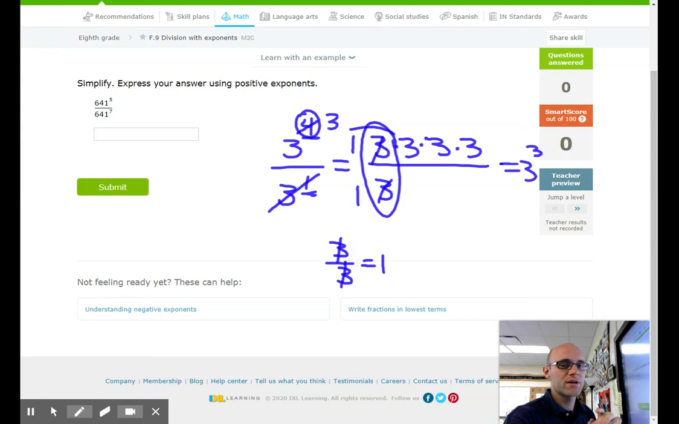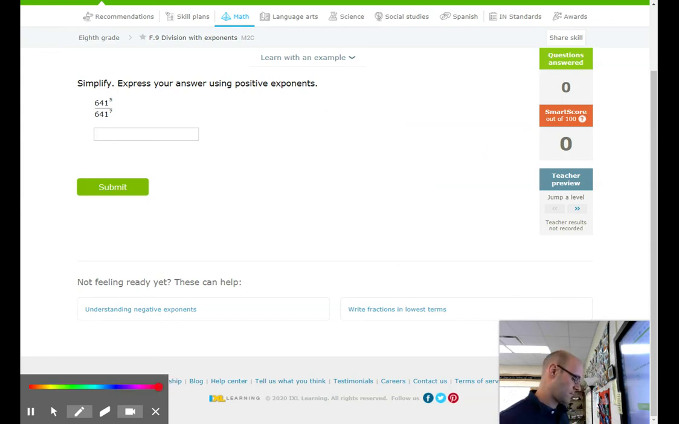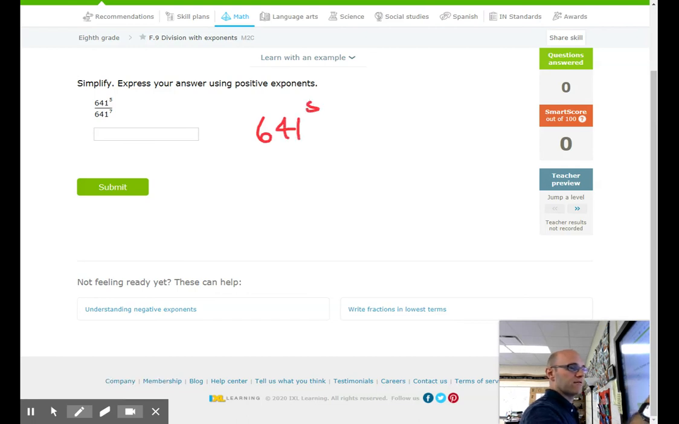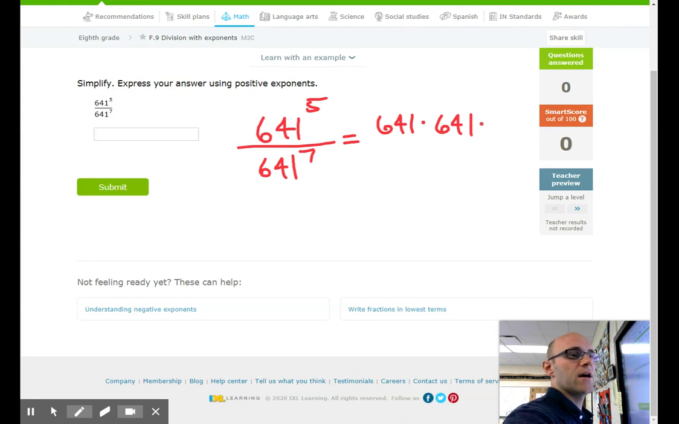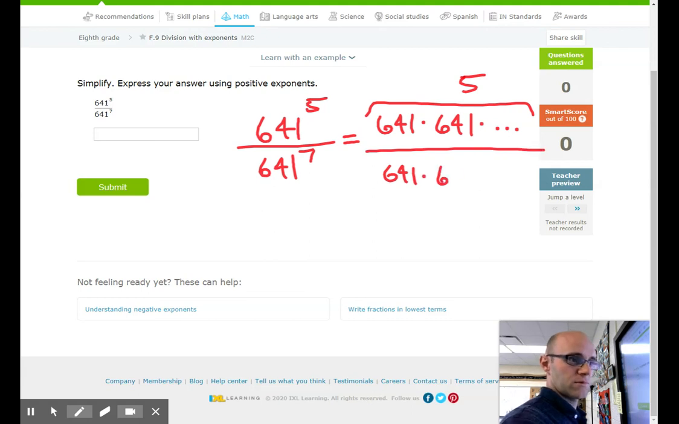Let's look at the example you guys got. Here we go. Okay, so in this problem, we see that 641 is to the 5th power, and then we have 7 more 641s, and they're to the 7th power, so there's 7 of those. If you were to write all these out, which is just kind of crazy, you'd make 5 of those things, and then you'd write 641 7 times in the bottom. Can you imagine this?